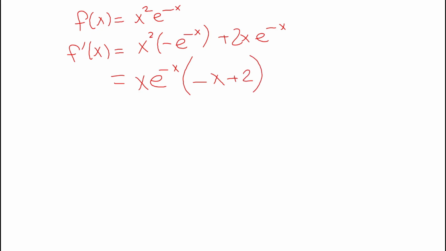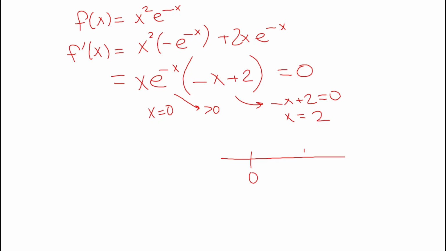Okay? This is only equal to 0 if x is equal to 0, since e to the negative x is always greater than 0, or if negative x plus 2 is equal to 0, which would be when x is equal to 2. So we have two possible minima or maxima, x equals 0 and x equals 2. We'll make a sign chart with them to determine if they actually are.